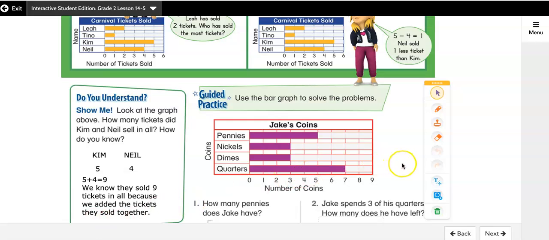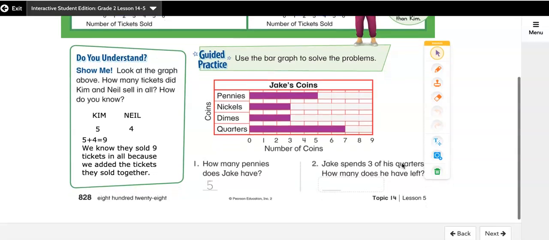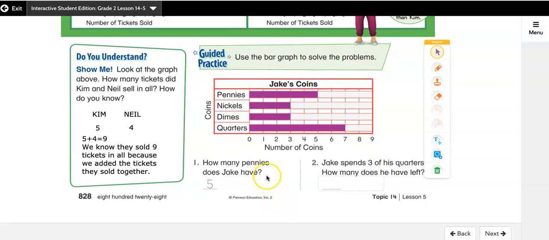All right, looking at our guided practice, it says, use the bar graph to solve the problems. Our first question says, how many pennies does Jake have? So I first need to go to where it says pennies. I'm going to go all the way out to the end of the bar and down to here where it says 5. And I can say that Jake has 5 pennies. They've helped us out a little bit already.